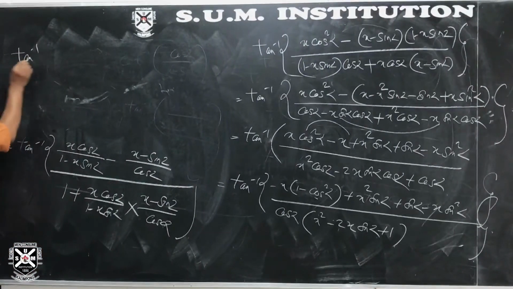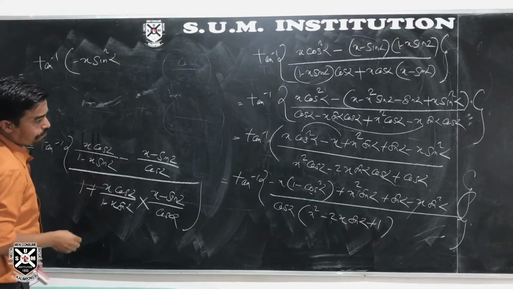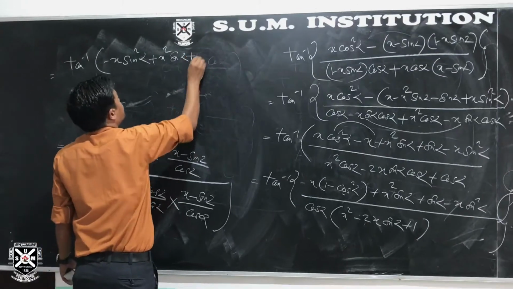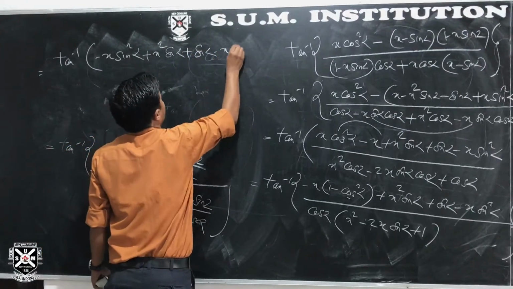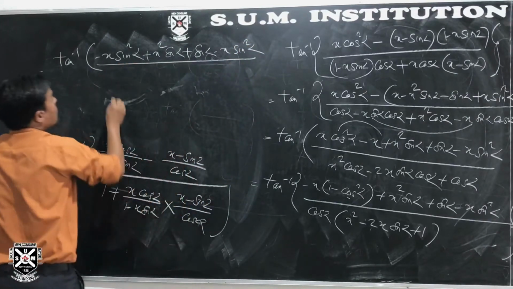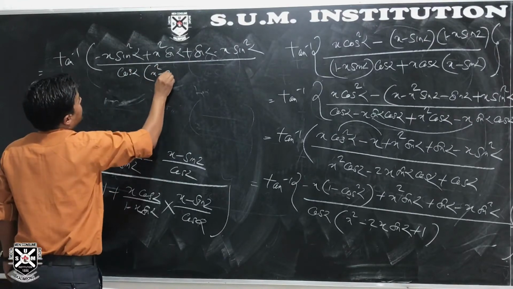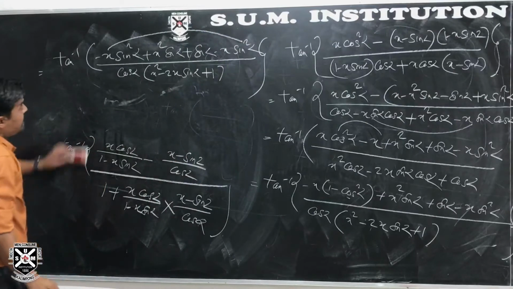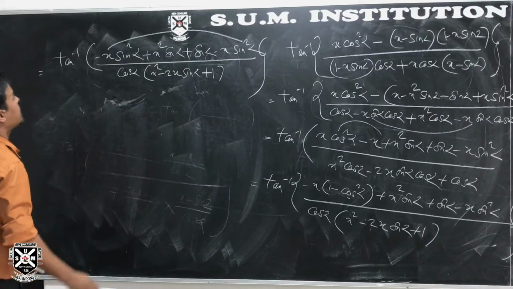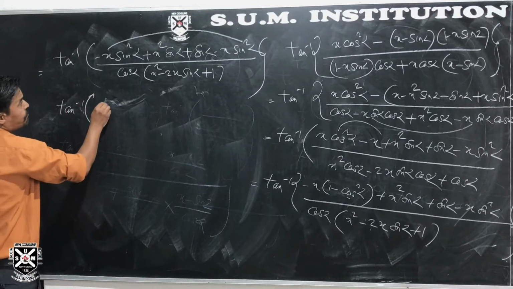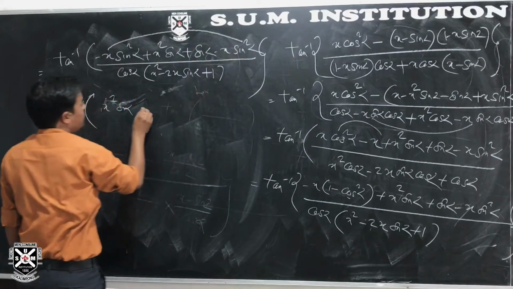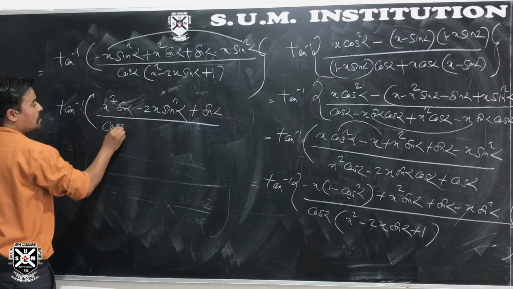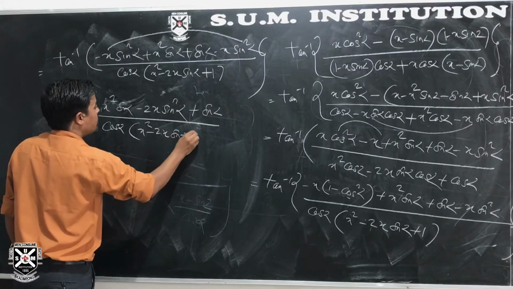So, it will be tan inverse of minus x sin square alpha plus x square sin alpha plus sin alpha minus x sin square alpha, upon cos alpha into x square minus 2x sin alpha plus 1. That is, minus x sin square alpha minus x sin square alpha is minus 2x sin square alpha. So it will be tan inverse of x square sin alpha minus 2x sin square alpha plus sin alpha, upon cos alpha into x square minus 2x sin alpha plus 1.